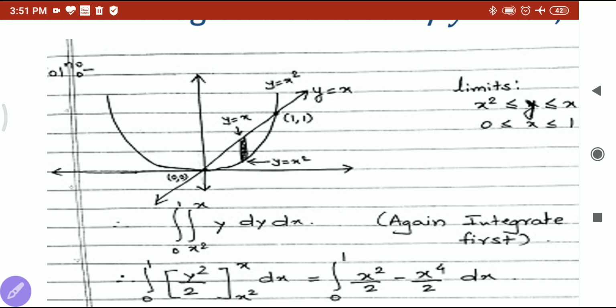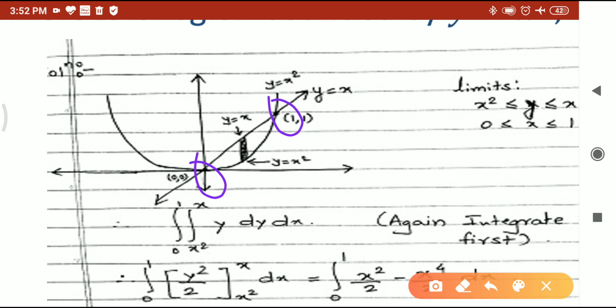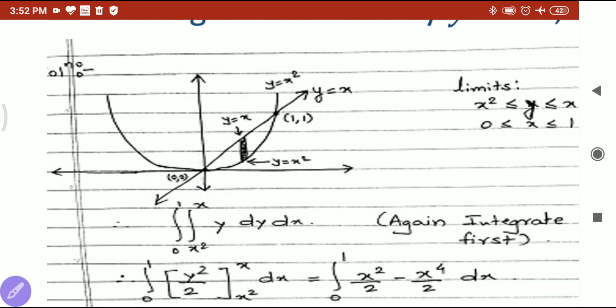Now what you have to do is move the strip from this point to this point, so the limits of x will be from 0 to 1. To get this point is quite simple. This is (0, 0). To get the other, you have to solve these two equations: y equal to x square and y equal to x. When you equate x square and x, you are going to get the values of x as 0 and 1. So this point will be (1, 1).